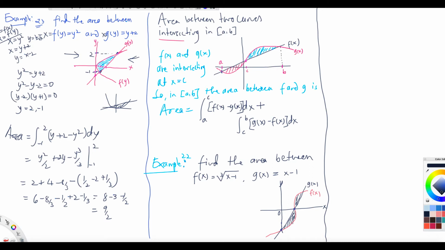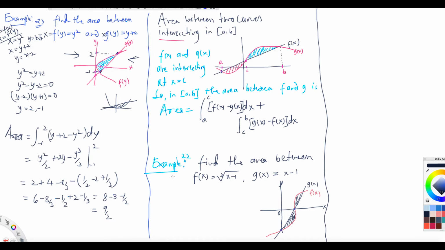You see that the tricky part is on the left piece, on this shaded region, the f function is on the top and the g function is at the bottom, so you will do f(x) minus g(x). And on the right shaded region, g is on the top and f is on the bottom. So we will do g(x) minus f(x) in the integral. You see that f(x) and g(x) are intersecting at x equals c. So in the AB interval, the area between f and g is the integral from a to c, where f(x) is bigger, of f(x) minus g(x) dx, plus from c to b, g(x) minus f(x), because g(x) is bigger than f(x) in that interval. That's the idea.